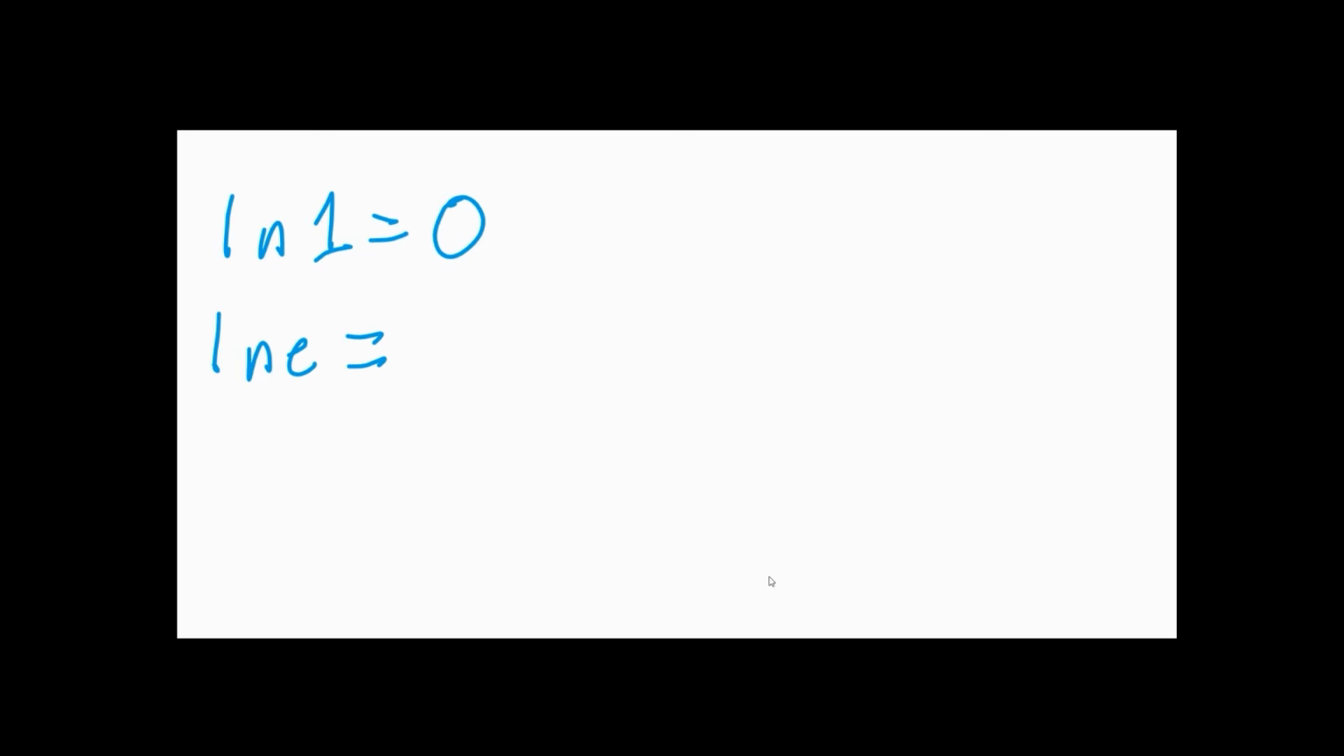Another one that's important to know is ln e. Again, it's saying what power do you raise e to in order to get e? That would be, of course, 1. So ln e is 1. Another one will be ln of e to the k. What that's saying is what power do I raise e to in order to get e to the power of k? Well, that should quite instantly be k.